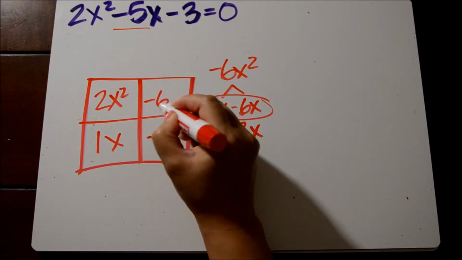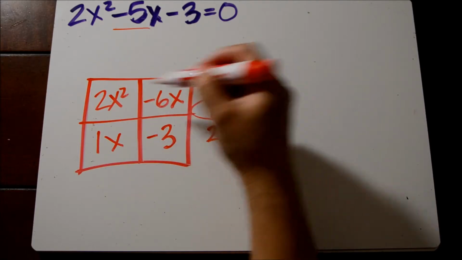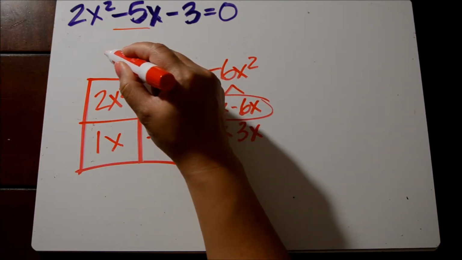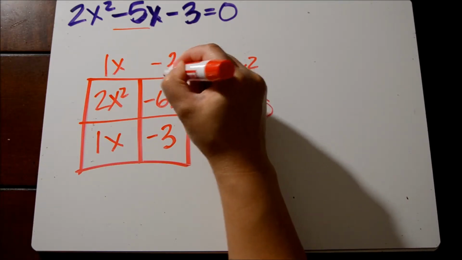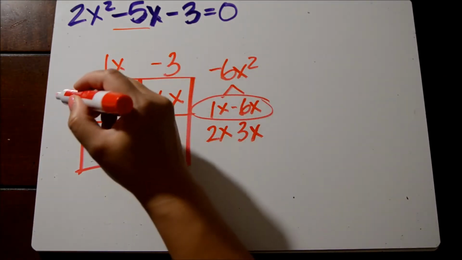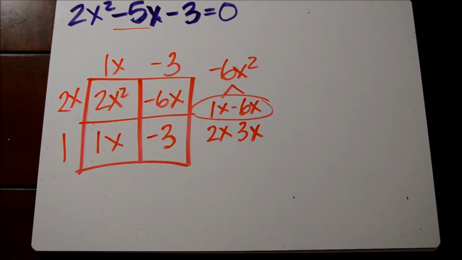Let's go ahead and fill in our factors, and we're going to factor out our greatest common factor in each direction. So here our greatest common factor is 1x. This way would be negative 3. Our GCF this way will be 2x, and along the bottom, 1.